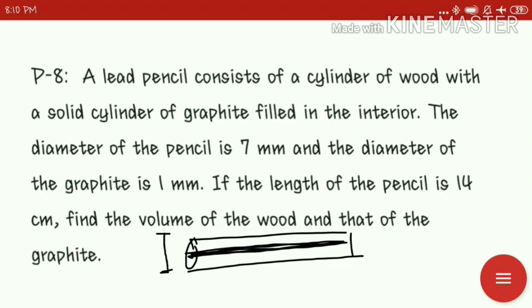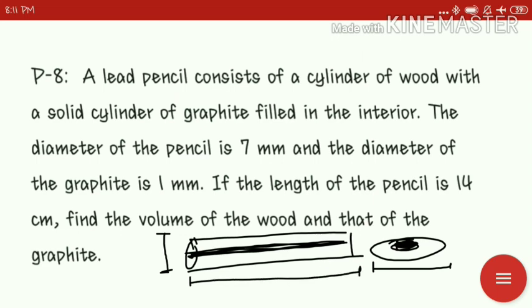That means this small circle, it's not quite easy to show you, but if I elaborate it by taking a larger shape, then you can see that this one is the graphite part. The diameter of it is 1 mm, and the rest of the part is the wooden part, which is 7 mm, and the length of the pencil is 14 cm. Length means from here to there, that is the 14 cm. Now we need to find out the volume of wood and the volume of the graphite.